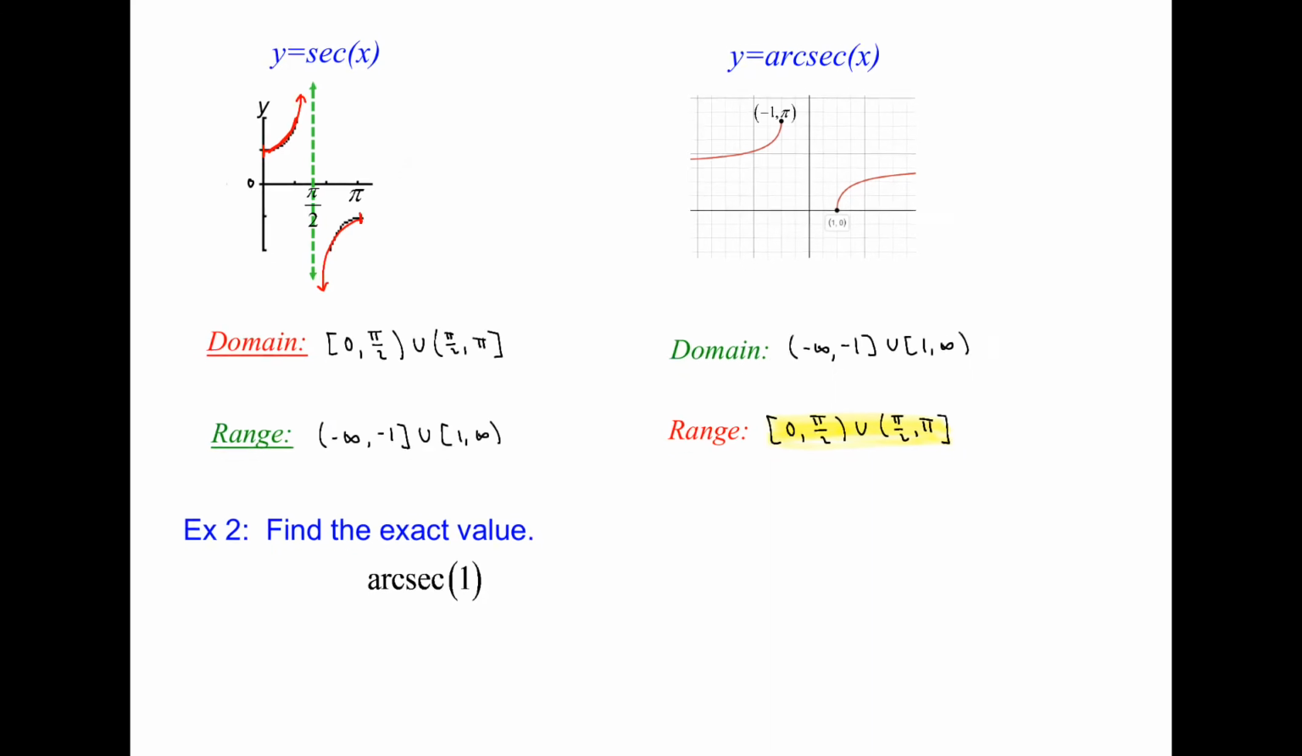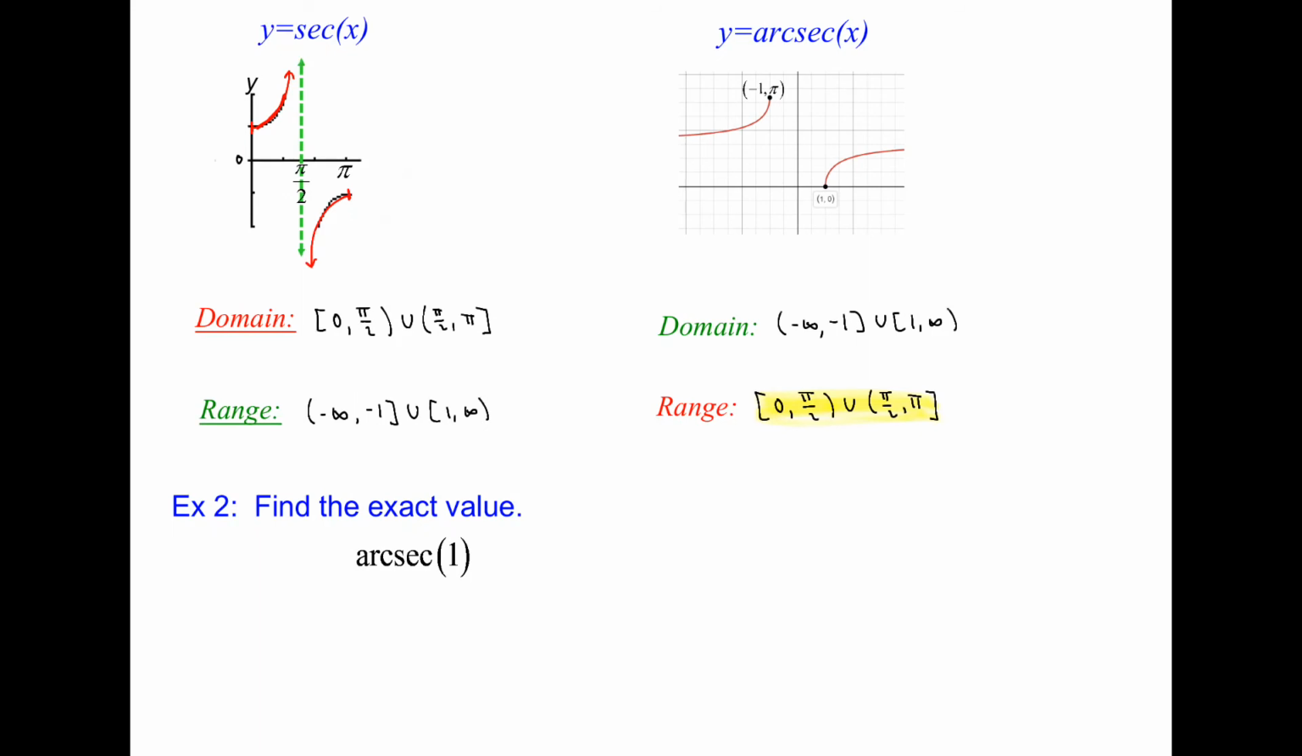So let's take a look at example 2. Find the exact value of arc secant of 1. So let's think about this. Alright, once again, kind of getting your visual here in terms of your unit circle. We want to go from 0 to pi, but we're not including pi over 2. So once again, quadrant 1 is our positive, quadrant 2 will be our negatives, and they'll both be positive angles.